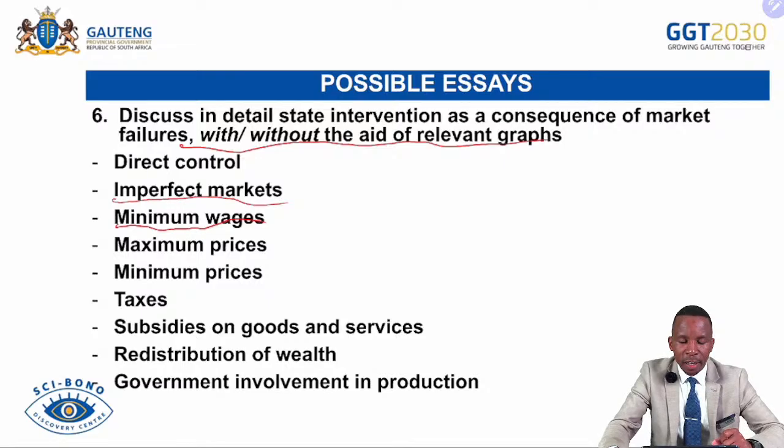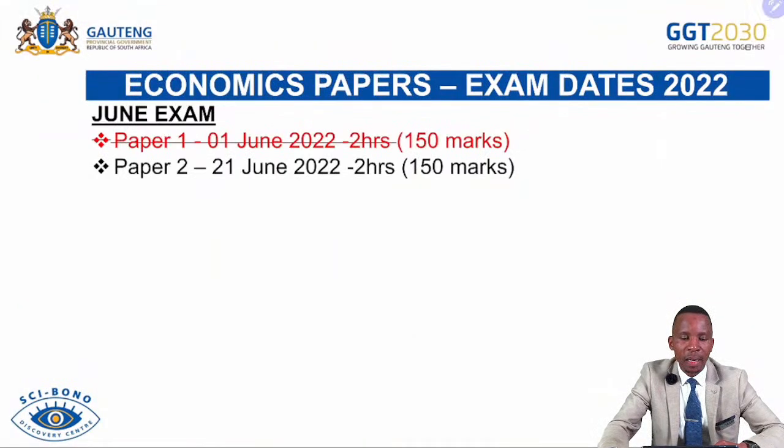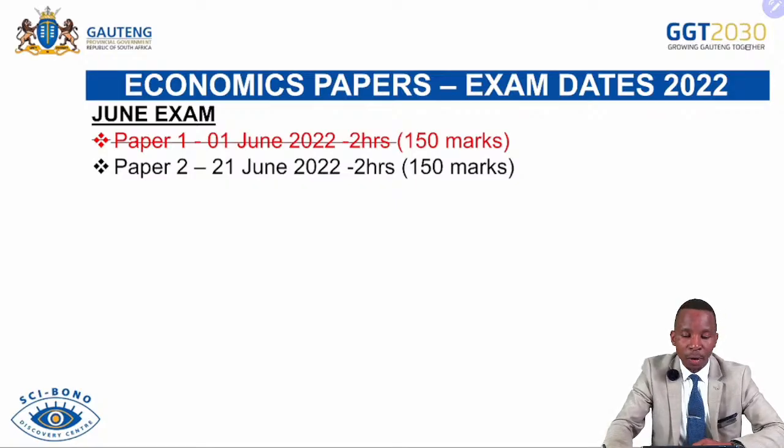And then let's go further and see what we have for you. These are the examination dates. Remember, we've already written examination paper 1 for June. And now you have paper 2 to be written tomorrow, on the 21st of June. It is out of 150 marks, remember.